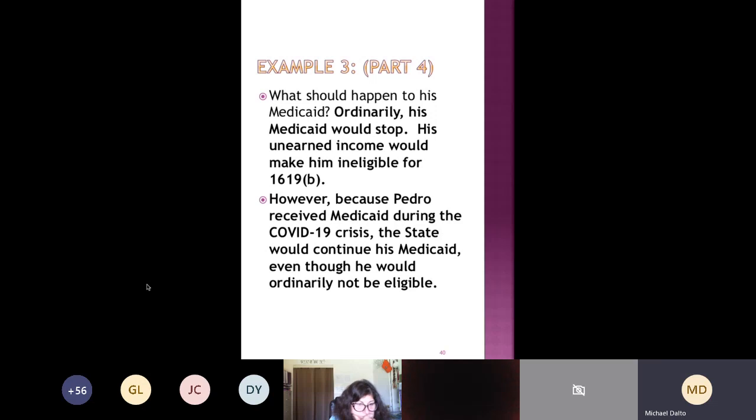But remember, Pedro is getting Medicaid during the COVID-19 emergency. And that means if his state wants that extra federal money, which you can bet they do, they're going to have to continue his Medicaid at least until the last day of the month when the COVID-19 emergency is called off. So he's got a protection for a while at least.